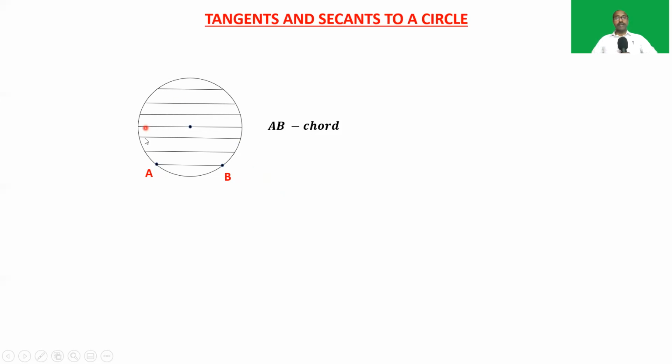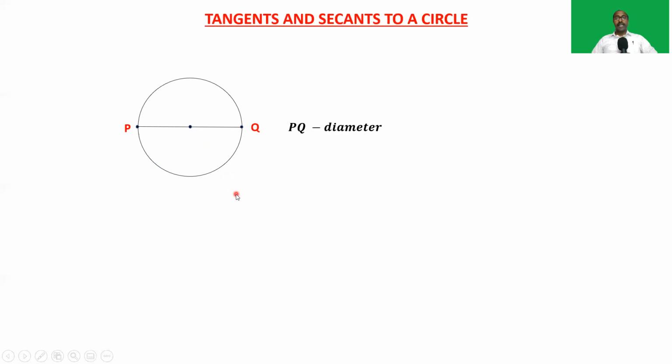And among these chords, the chord passing through the center is called the diameter of the circle. Here, PQ is the chord passing through the center, so here PQ is called the diameter of the circle, and the length of the diameter is twice the length of the radius. Okay, here PQ is twice the radius of this circle.